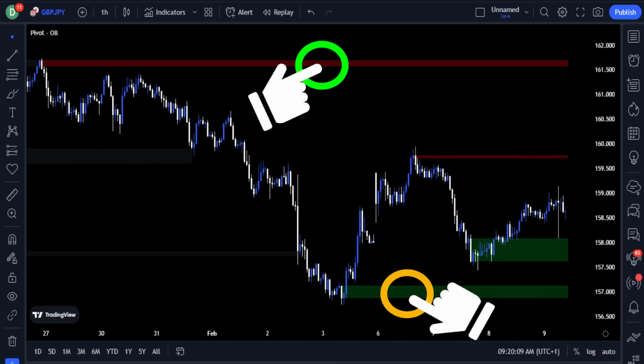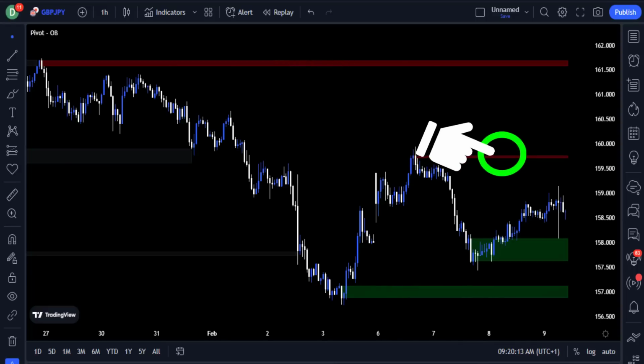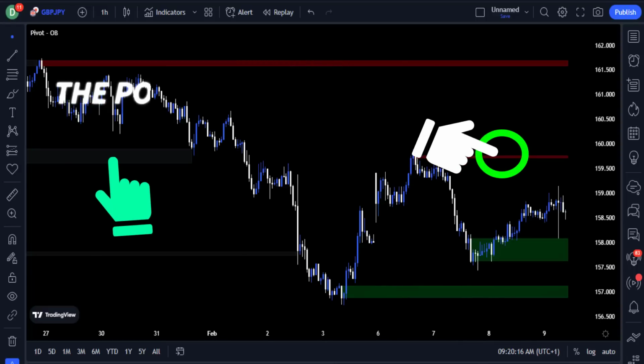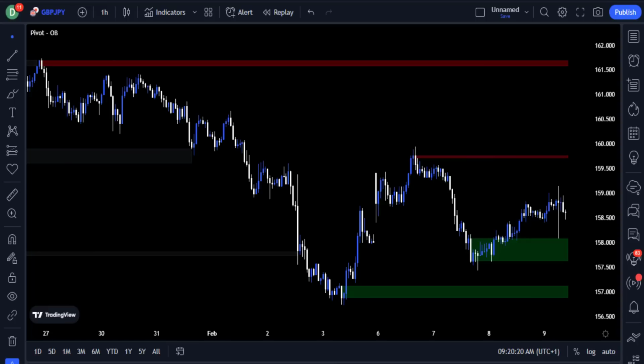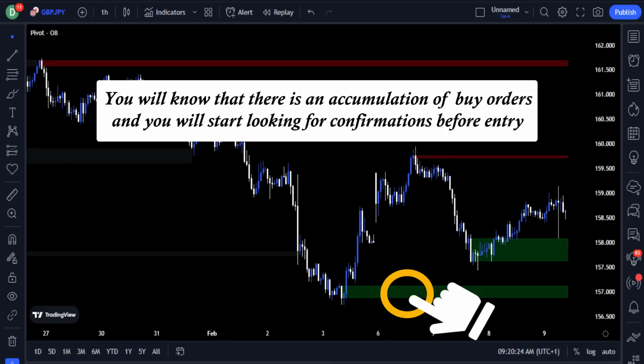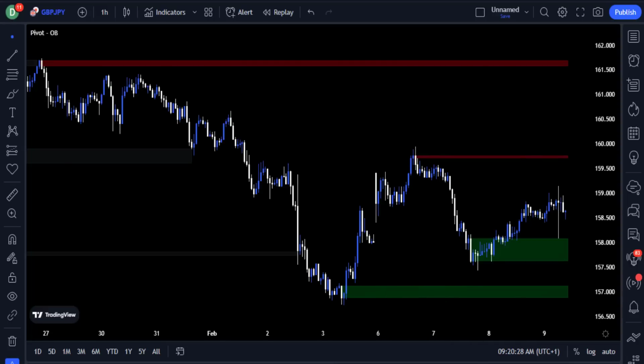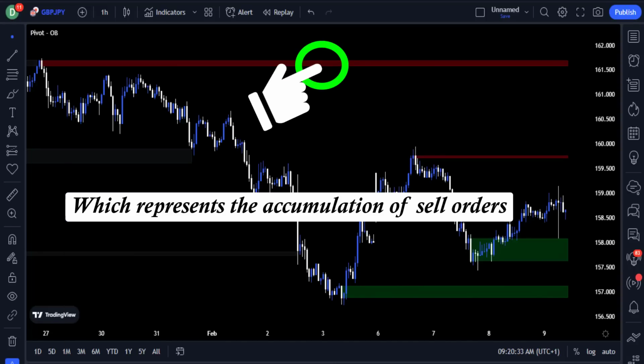So these red and green blocks that you see here are the bearish and the bullish order blocks accordingly. But these tiny and faded white blocks are point of interest levels, the POIs. Although this indicator failed to write out the names of each block. So when you see this green block, you will know that there is an accumulation of buy orders, and you will start looking for confirmations before entry. The opposite happens when you get a red order block like this, which represents the accumulation of sell orders.